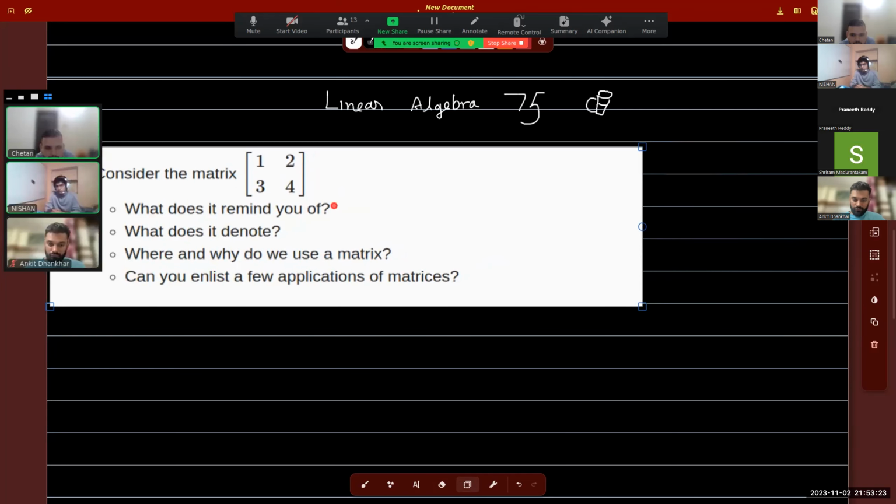Perfect. So we got array of numbers. That was one way to look at it. We got them as ordered pair of numbers, tuples as well. So array of numbers, tuple. Row wise array of numbers. Okay, beside tuple you must write row wise and column wise.